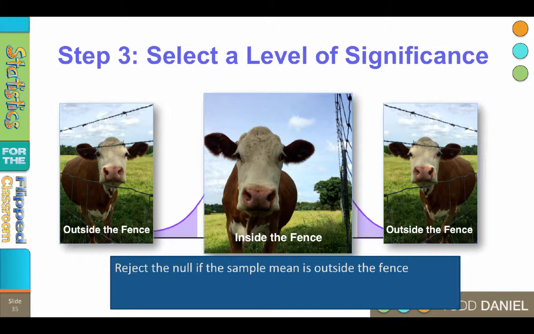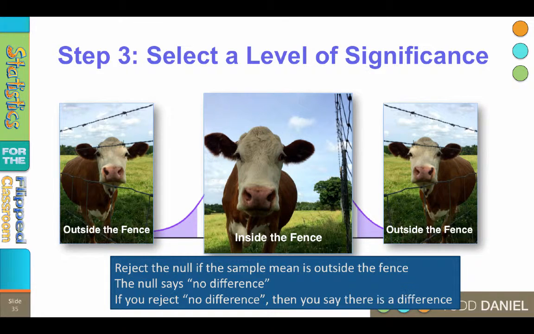So you should reject the null hypothesis if the sample mean is outside of the fence. The null hypothesis says there's no difference. If you reject the idea that there's no difference, what are you saying? That there is a difference. And that is the logic of hypothesis testing.